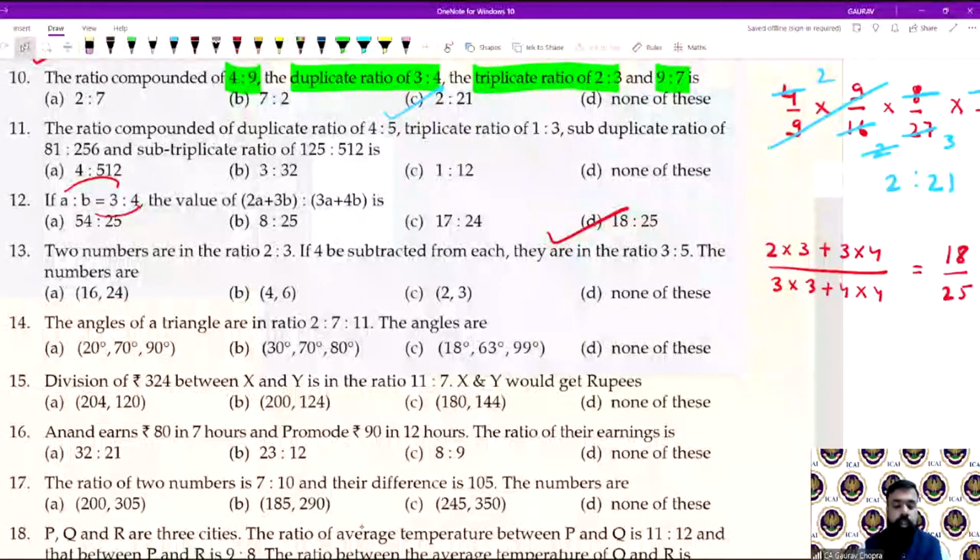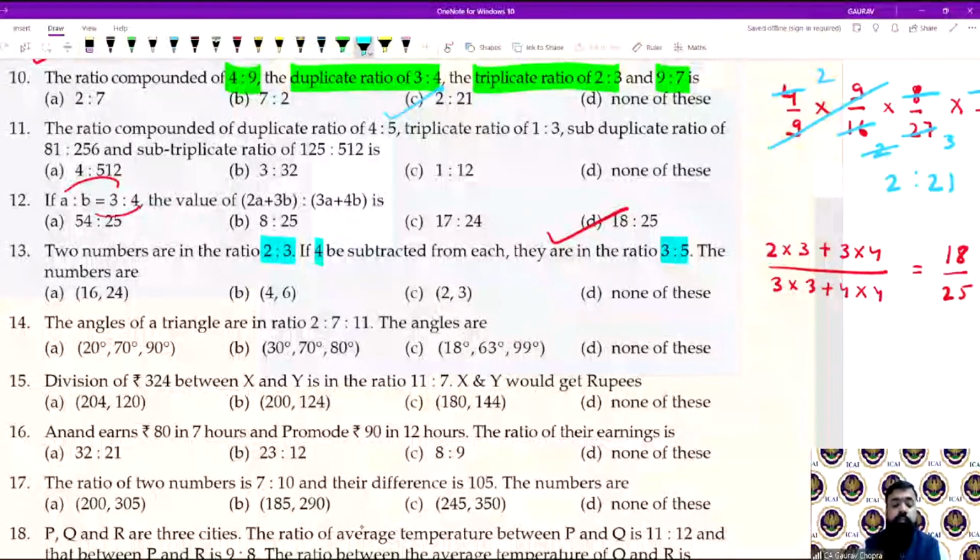Okay. Now the 13th one. In question number 13, it can be done using the options or by forming the equation. There are both methods. You can try any of them. The question says the two numbers are in the ratio of 2:3. This is the given ratio. If 4 is subtracted from each of them, then the ratio becomes 3:5. Then we have to find the two numbers.